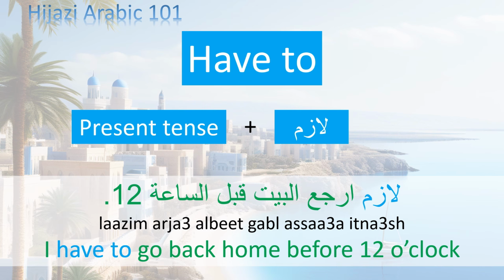For example, لازم أرجع البيت قبل الساعة 12. I have to go back home before 12 o'clock. لازم, have to. أرجع, I go back or I return. البيت, the house or home. قبل, before. الساعة 12 is 12 o'clock. So as you can see here, we're combining لازم with the present tense verb أرجع.